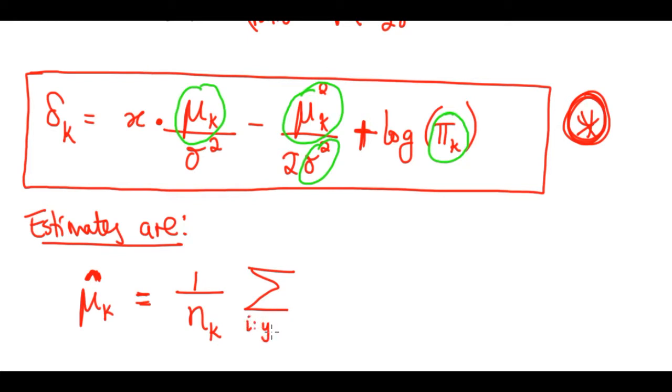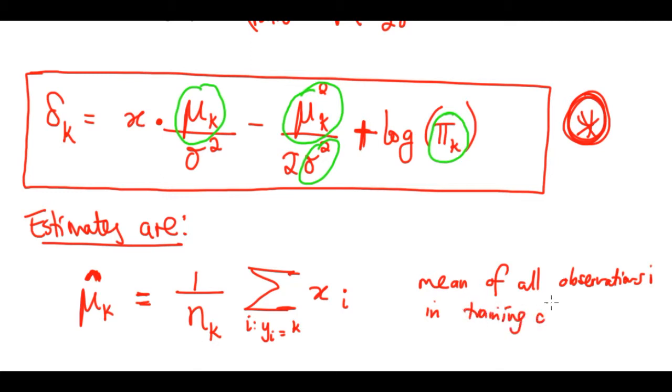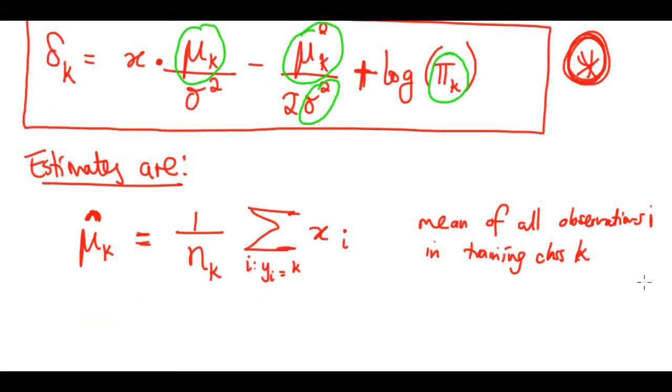So this is just notation. Don't worry about the notation. Xi. So this is the mean of all observations in training class K. So that is the mean of all observations in training class K. Right? We are dealing with class K. So what is the mean there? We just add everything up, and we divide by the number of observations in what?